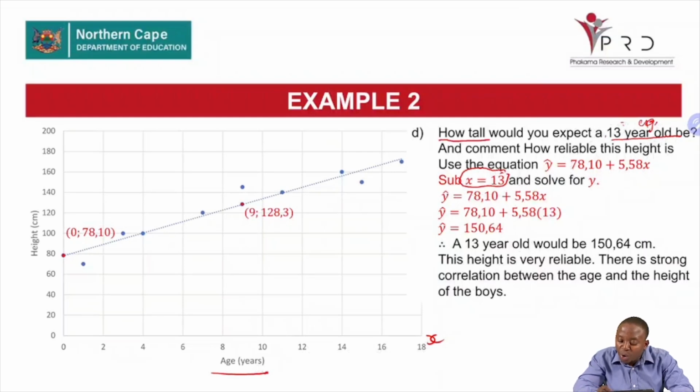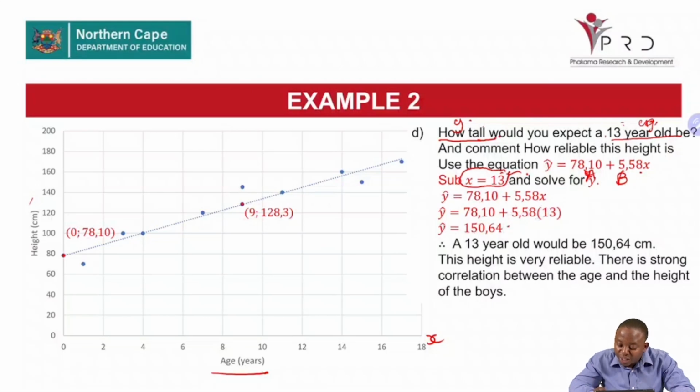And now, how tall? We are talking about the height. Go to the scatter plot. Where is the height? Height is on the y-axis. That means to find height, we are solving for y in this case. And comment on how reliable it is. We are using the equation of the line of best fit, which is y equals 78,10 plus 5,58x, where this is our a and this is our b. Because x is 13, we substitute 13 there, then we find our y.